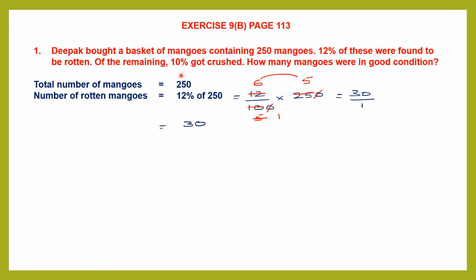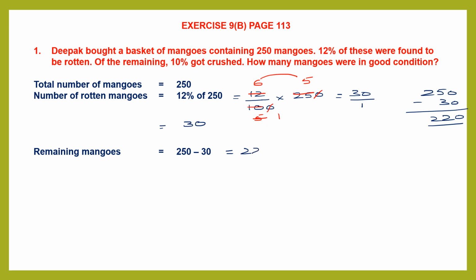So now we have found how many rotten mangoes are there, and these many mangoes have to be removed from this lot. So when you remove from that lot, what do you have? You have remaining mangoes. So remaining mangoes is 250 minus 30. That means the total number of mangoes minus the number of rotten mangoes. So 250 minus 30. How much is that? 0, 5 minus 3 is 2 and 2, 220. So the remaining mangoes are 220.